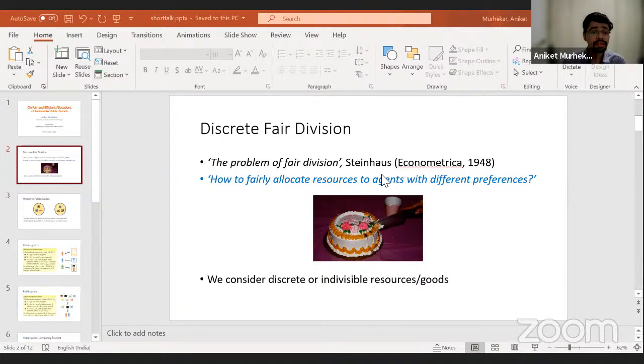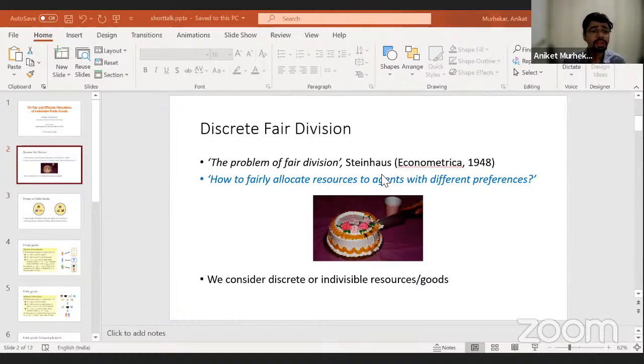So what kind of resources do we consider? Resources can be either private or public. Private goods give utility only to the agent they are assigned to, like a piece of jewelry. In contrast, public goods give utility to multiple agents simultaneously, like a book in a public library or a park or a road.